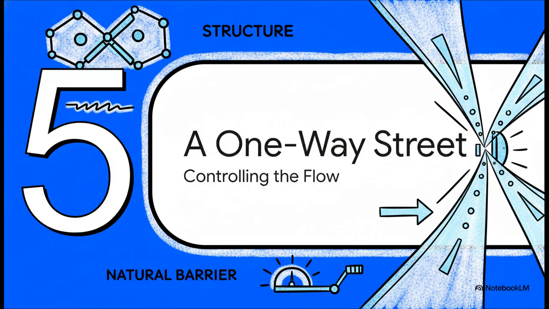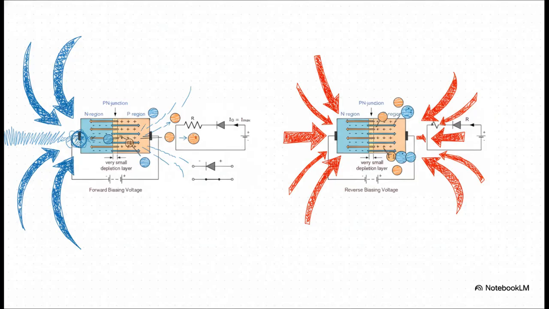Now for the payoff. How do we turn this thing into a dynamic switch that we can actually control? It's simple. We use an external voltage. If we apply a voltage in a way that pushes the electrons and holes towards the junction, we call this forward bias, it shrinks that barrier and boom, current flows right through. But if we flip the voltage the other way, called reverse bias, it pulls everything away from the junction, makes the barrier even wider, and blocks the current completely.